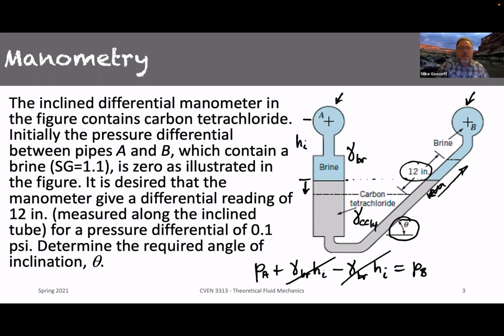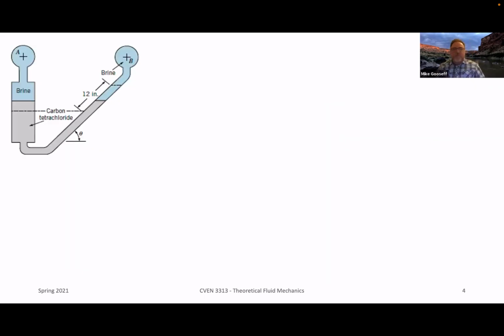So let me advance here so that we have some room to work. All right. I left the small version of this on the left-hand side just so we can keep it for reference here. Note that gamma CCl4, our carbon tetrachloride specific weight, is 99.5 pounds per cubic foot. Okay, so we're working in English units here.